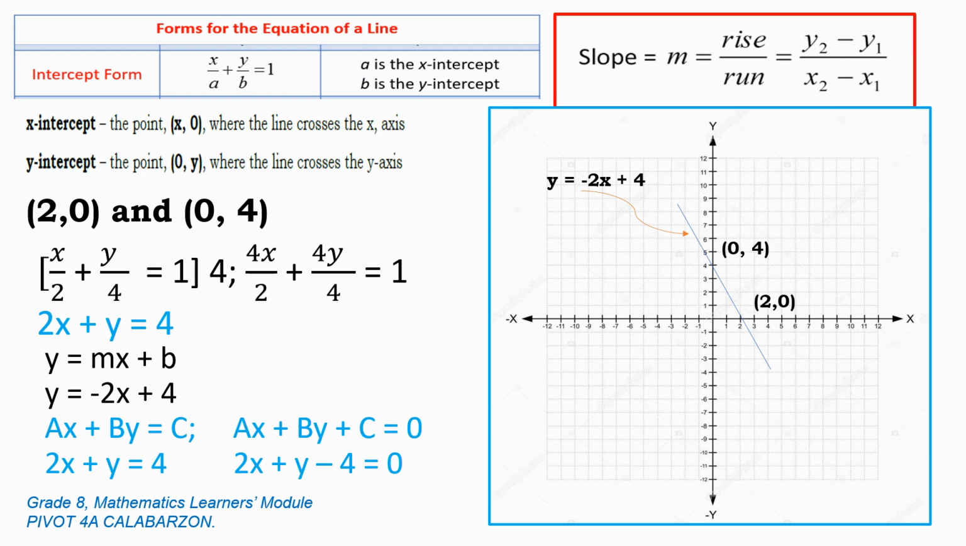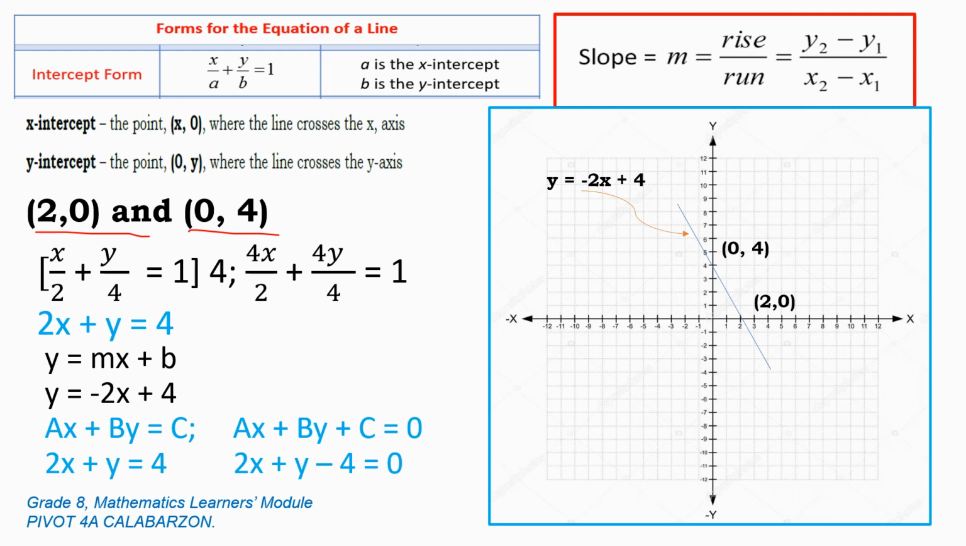The next one is about the intercept form. Intercept form, okay. So the meaning of intercept form is about writing the equation of a line, but your given points must have the value of 0, either the x or y.